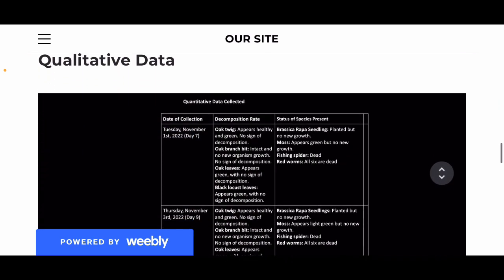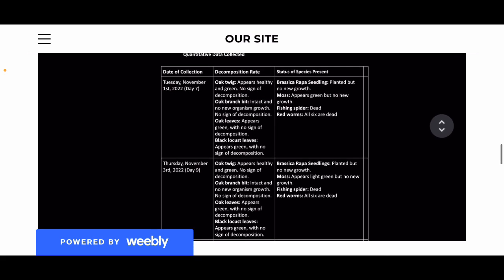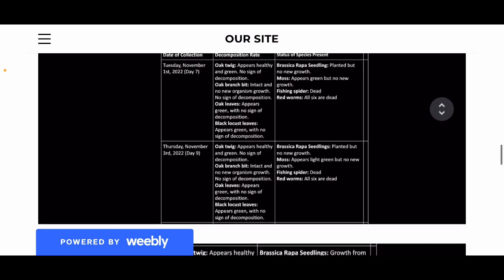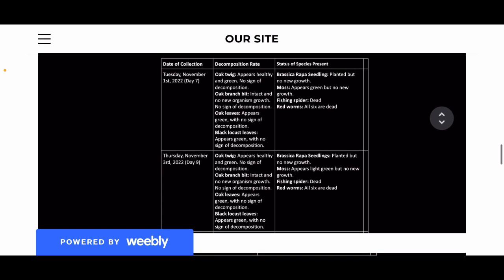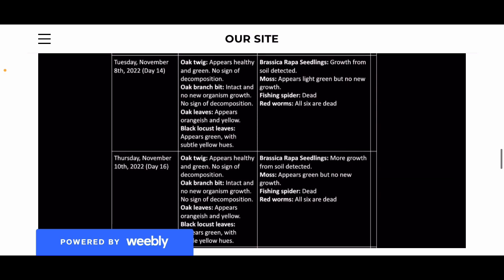For our qualitative data, we showed the decomposition rate for everything inside the mesocosm and then the status of them. On the first day, the oak twigs and the branches and the leaves, everything was fine, and then by the end of the project, everything had wilted away.